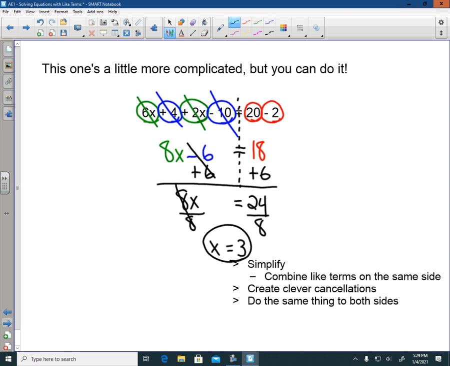And there you go. So it can get complicated, but you can still do it. The point that I'm trying to make is that it's the same steps over and over and over again. Notice that you could combine like terms to simplify on each side independently, and then start to create clever cancellations and do the same thing to both sides to solve the equation itself.